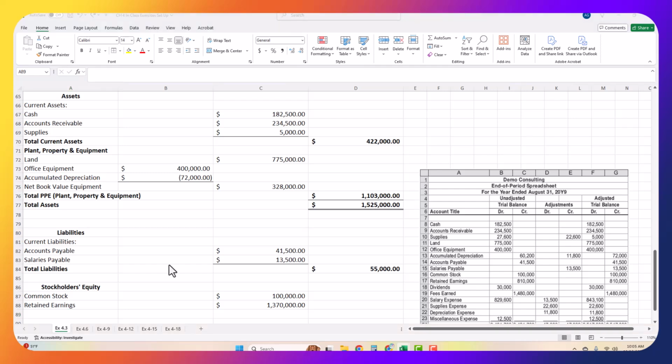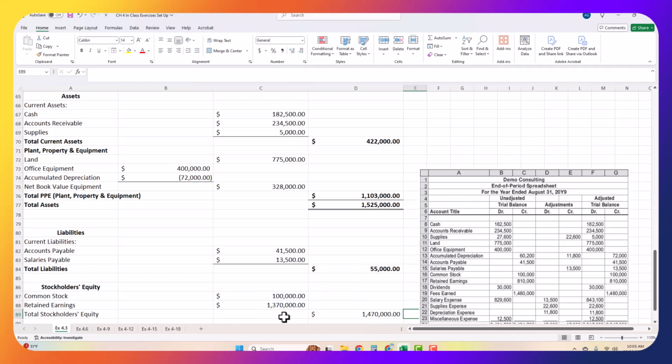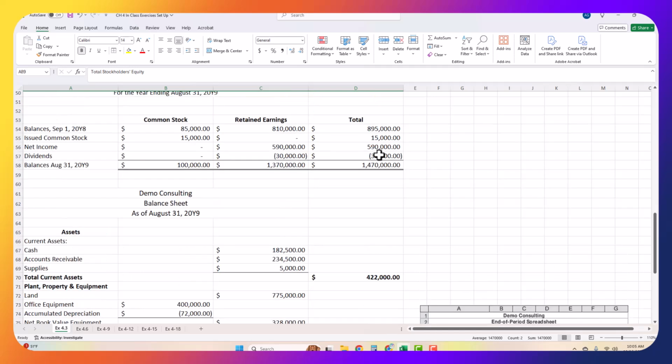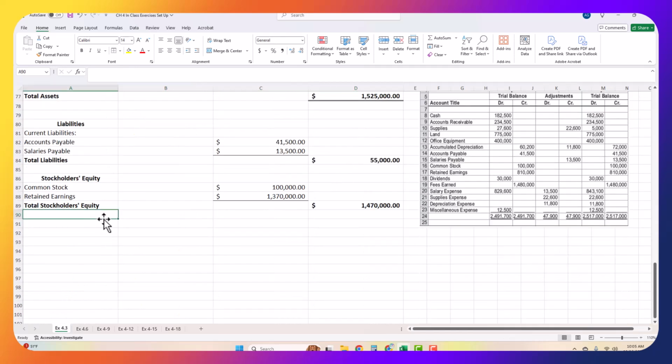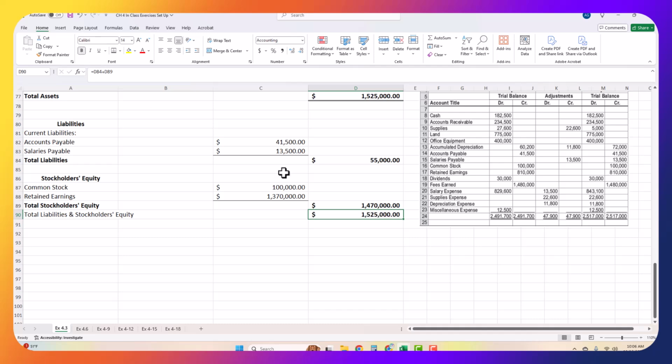So now I have the retained earnings, and then I'm going to get total stockholders' equity. I'm going to add these up. This should also match this total stockholders' equity, right? If I scroll back up, it does. And then I'm going to have total liabilities and stockholders' equity. This is where our balance sheet should balance. I'm going to add up the liabilities plus the total stockholders' equity, and this should equal total assets. And it does.